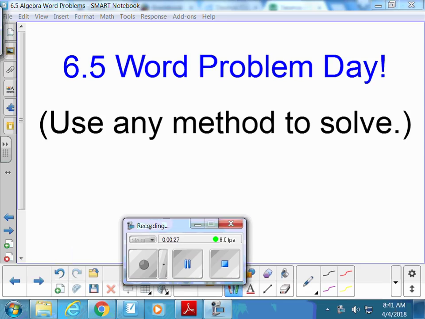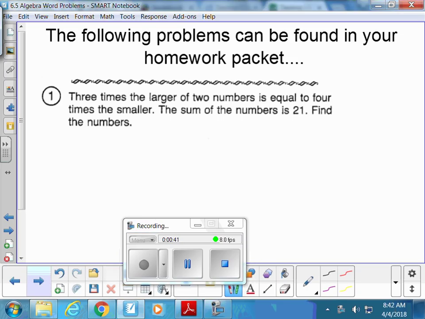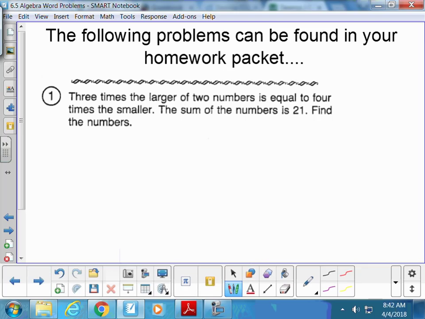All of these problems are in the paper that the sub should have already handed out. Okay, so we're going to start on the front side, the side that says something about what kind of monkey can fly. That's the side we're going to start on. At any time, please feel free to pause the video so you can catch up with what I'm doing. All right, so the following word problems are on your homework packet.